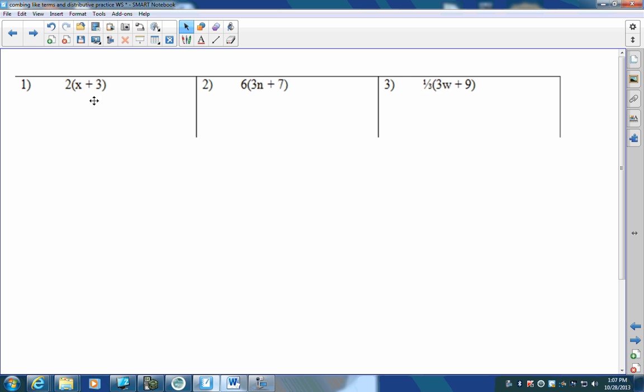So let's go to the right-hand side and let's look at problem number 2. Now on these, we have a number outside the parentheses. So what you're going to do is what I call hippity-hoppity distributive property. I'm going to take the number outside, my hippity, I'm going to take 6 times 3, 18n. Then you take 6 times 7, plus 42. These two things can't go together, so that's my answer.